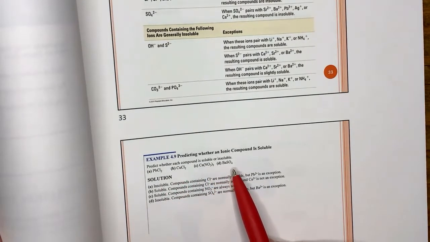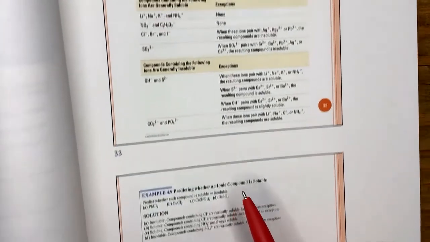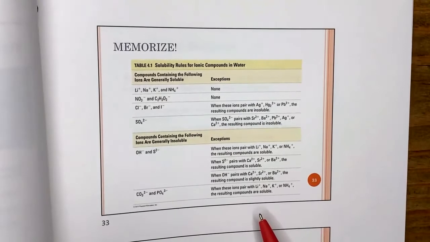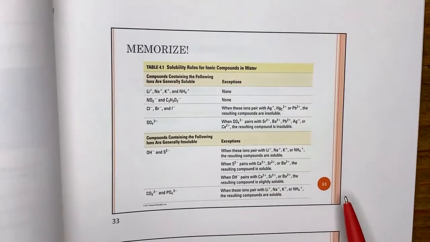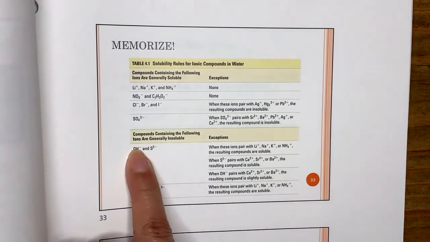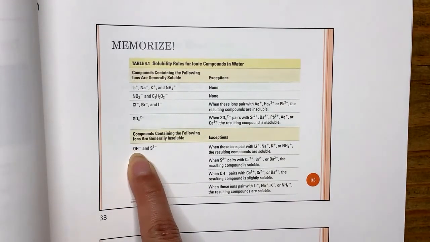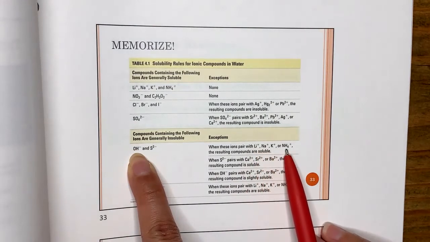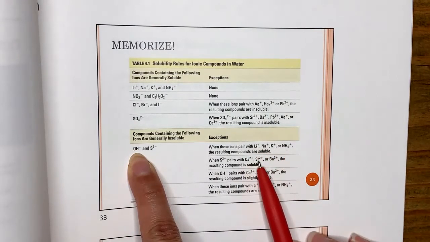What about another example? Maybe we want to look at aluminum hydroxide. If you have aluminum hydroxide, how can you decide if it will be soluble or not? So you say all hydroxides are generally insoluble unless paired with Li, Na, K, ammonium, or calcium, strontium, barium.